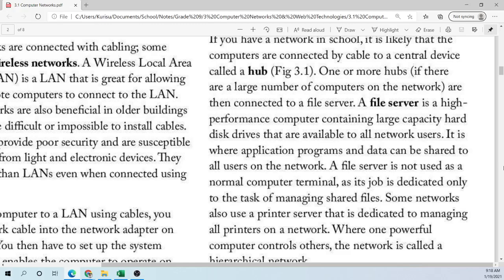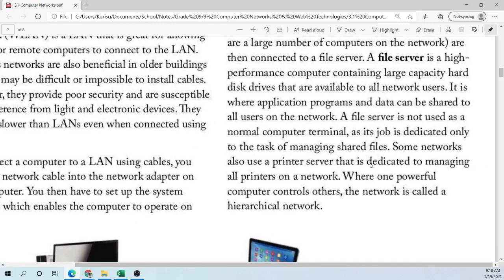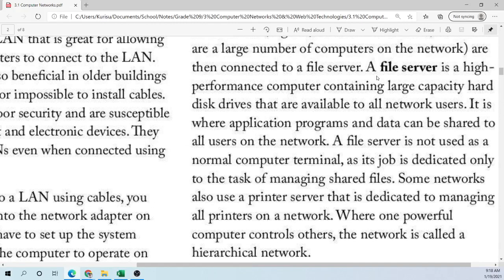Now, say for example, you have the school network. And say for example, this is a school network in this diagram that you're seeing here. The school might set up this network to share school information. So teachers might share homework, they might share assignments, they might share notes, and so on. So how are they sharing these notes? Where are the notes located? Where are the assignments located? They will be located on a computer called a file server.